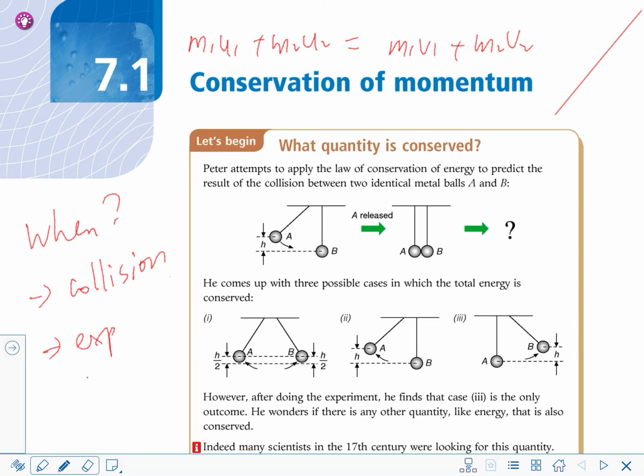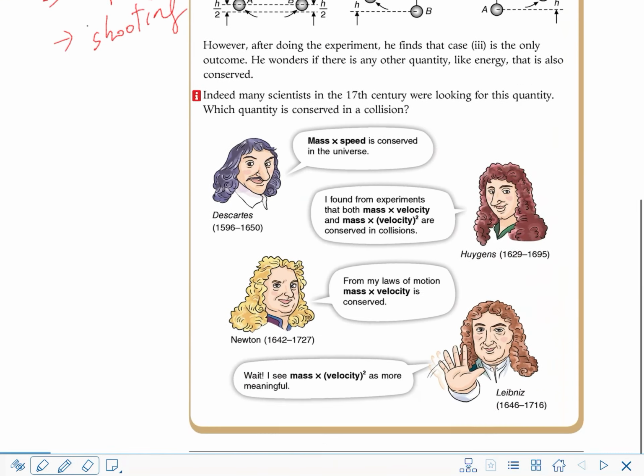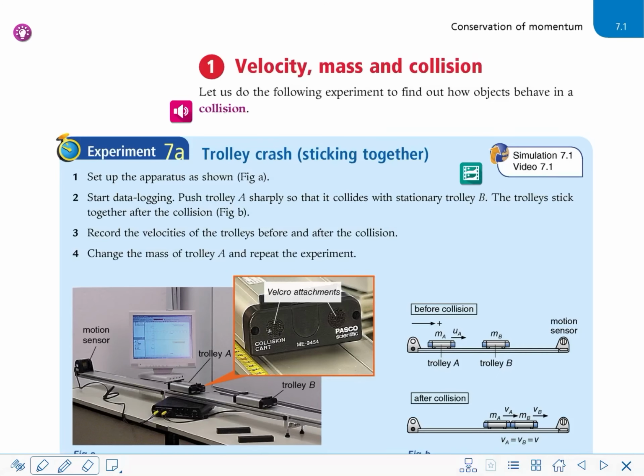It will be a collision case, or explosion, or shooting. For these cases, we will use conservation of momentum.